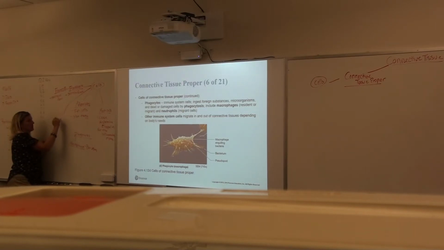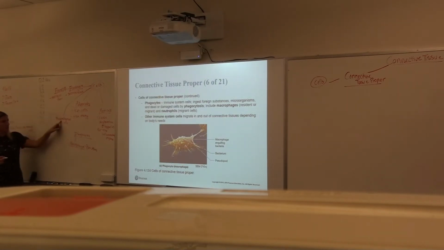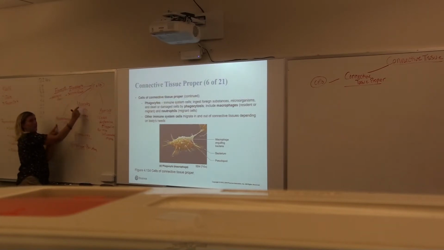And these are called mesenchymal cells. Has anyone ever heard that word before? M-E-S-E-N-C-H-Y-M-A-L. Mesenchymal cells. Mesenchymal cells are stem cells. They're a type of stem cell that can turn into any of these things when they need to. So it's a stem cell that can turn into a fibroblast or a stem cell that can turn into an adipocyte.